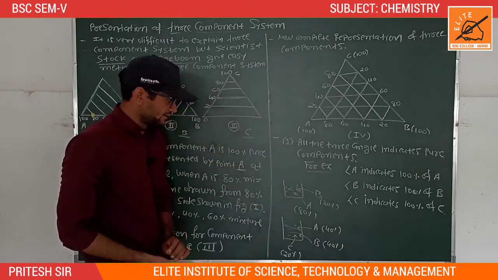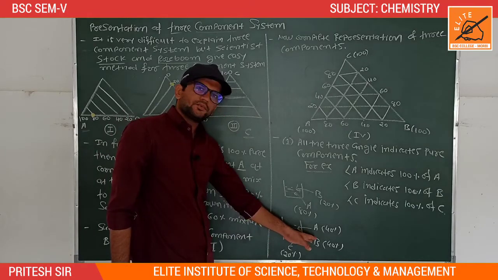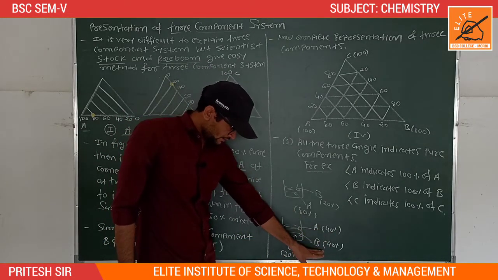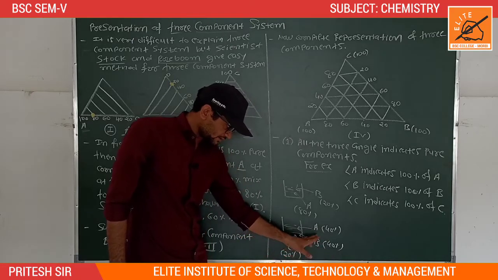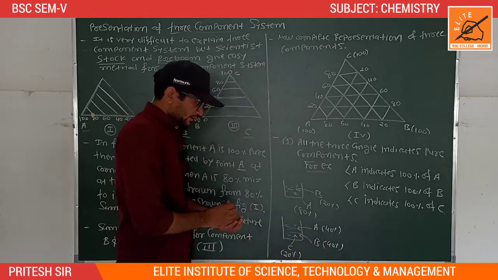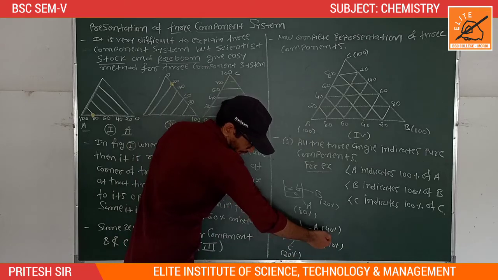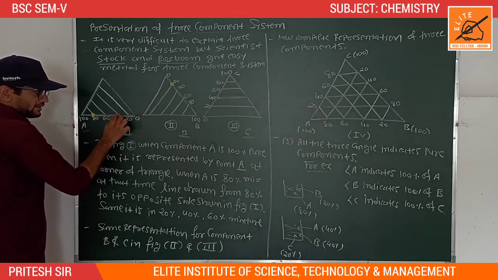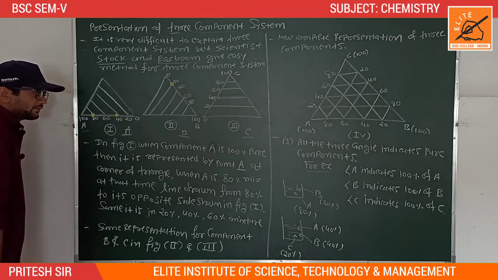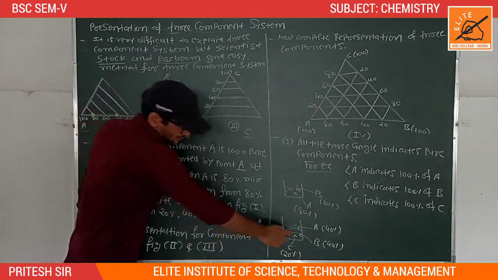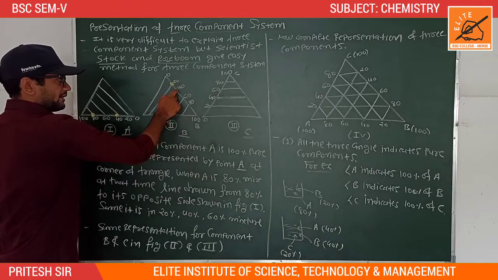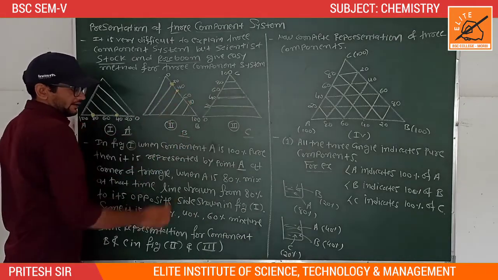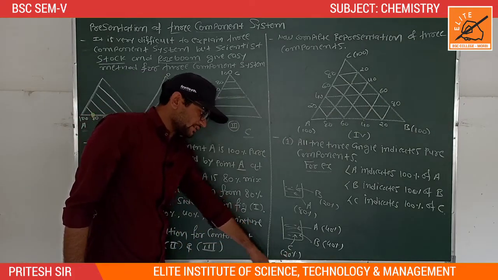Okay, so here we can see that in our system 3 components are mixed together. The first one, A, is 40%, B is 40%, and C is 20%. Now I represent A as 40%. So this point indicates the value of A is 40%. And B is also 40%. So this point indicates the value of B is 40%, and the value of C is 20%.